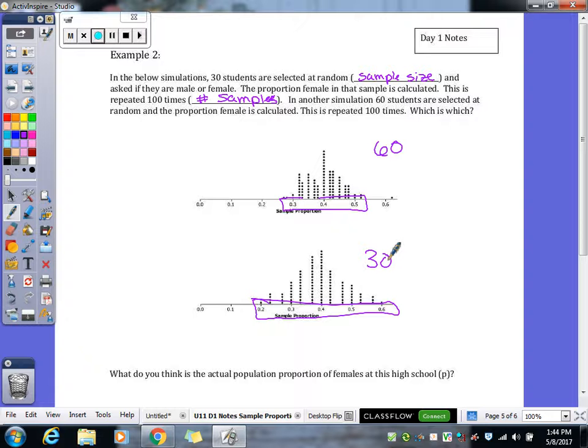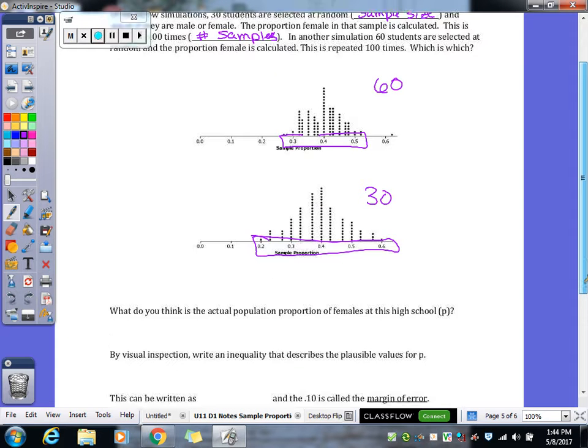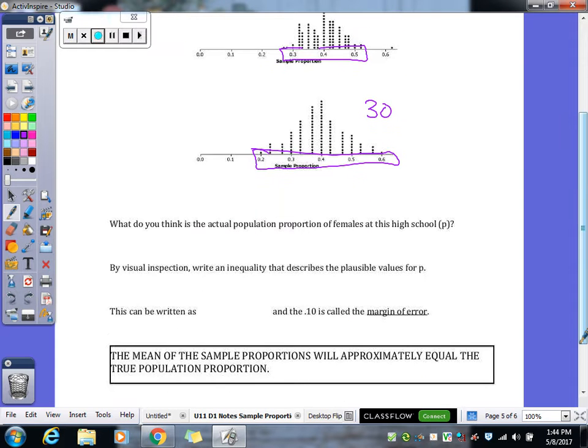On that last page, there were a lot of dots, but it wasn't supposed to be 60 dots. It was supposed to be 100 dots. And each dot represented a sample of 60.